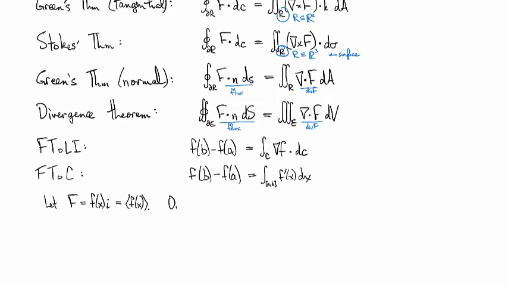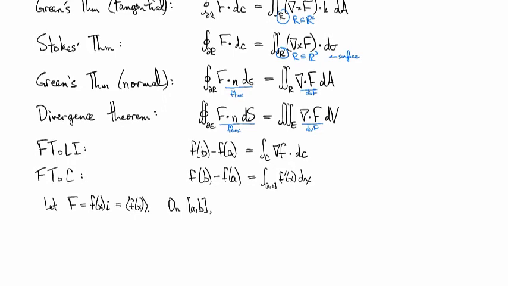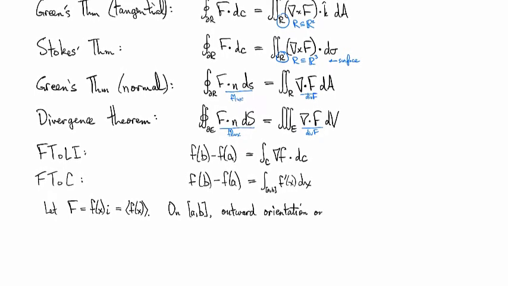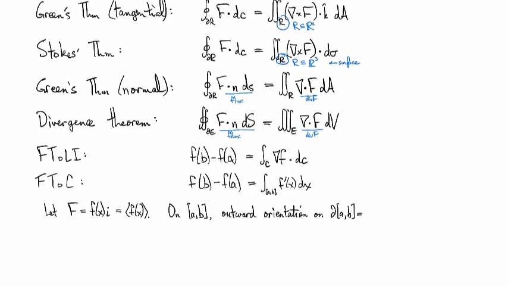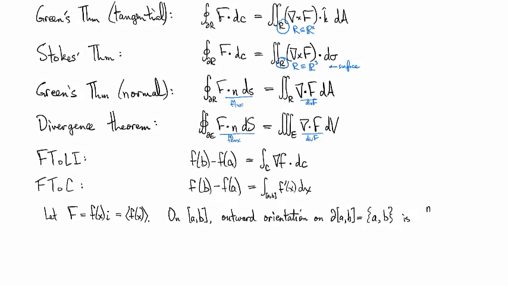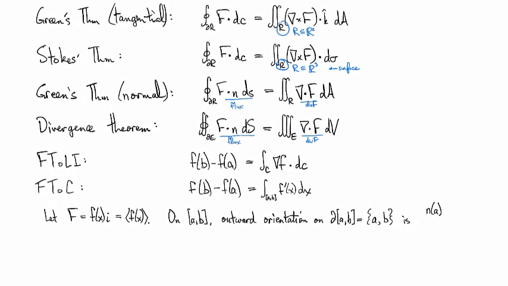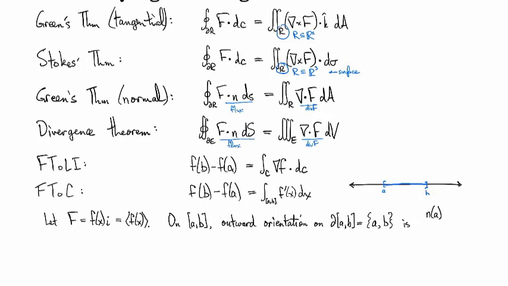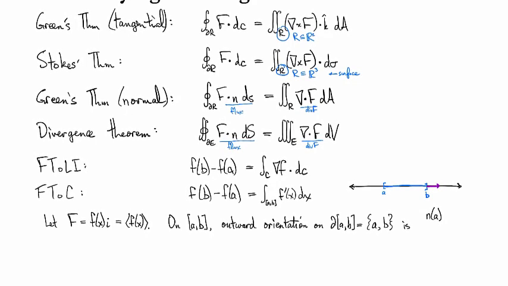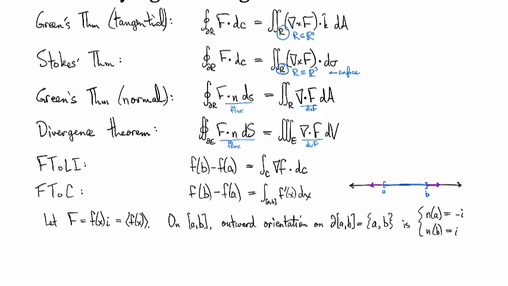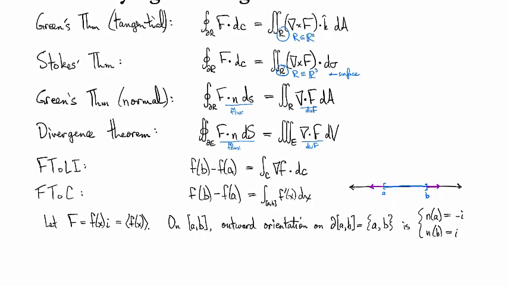Well, if we're looking at this interval from A to B, the outward orientation on the boundary of this set, which is just the points A and B, would be that the normal at A is pointing, here's R, here's our interval from A to B, so the unit outward normal vector is pointing this way and this way, and each of those is length 1. So on the right hand side it's i, and on the left hand side it's minus i. So there's our unit outward normal vector for this trivial one-dimensional case.